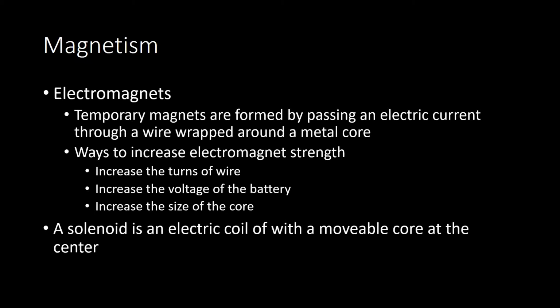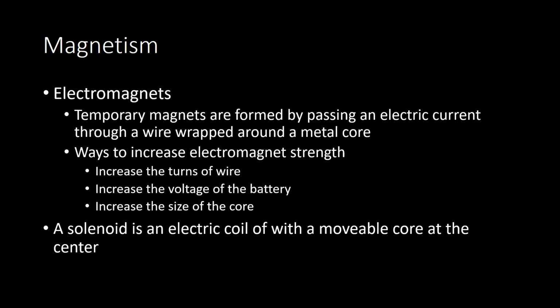Another term that you'll sometimes see is solenoid, and a solenoid is an electrical coil of wire with a movable core at the center. So the big difference between an electromagnet and a solenoid is that, first of all, the purposes and what they do. They actually do two different things in terms of where we use them and apply them. But a solenoid has a movable core, and an electromagnet doesn't typically.